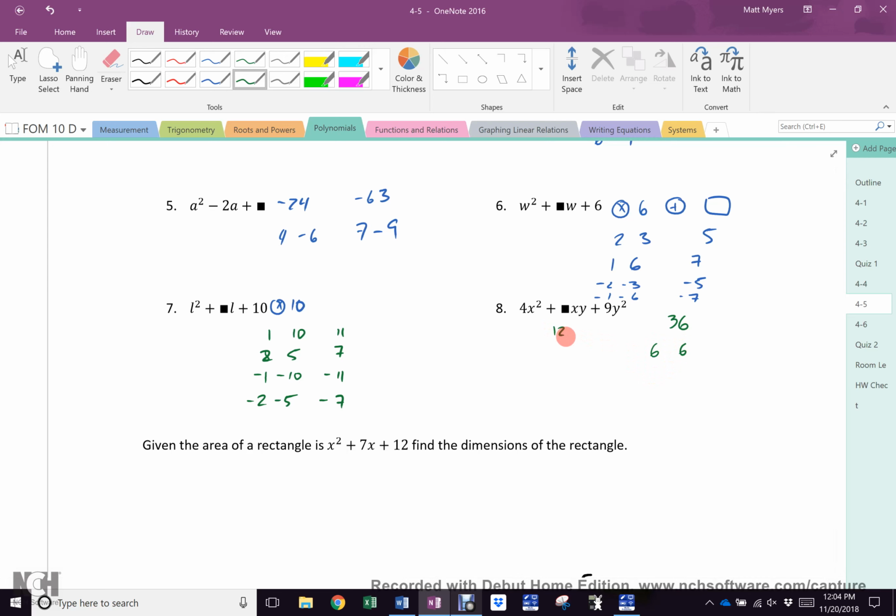That would work. So that would be 6 at the end of this, and 6 here. Isn't 6 times 6 36? Yeah. But I don't want 36. I need 9. 3 times 3, and 3 plus 3 is 6. So you would have to use 3 and 3, which means this would be what? 6, because 6 times 6 is 36, 3 plus 3 is 6, and 3 times 3 is 9. So what would this look like? 4x squared. No. Wait.